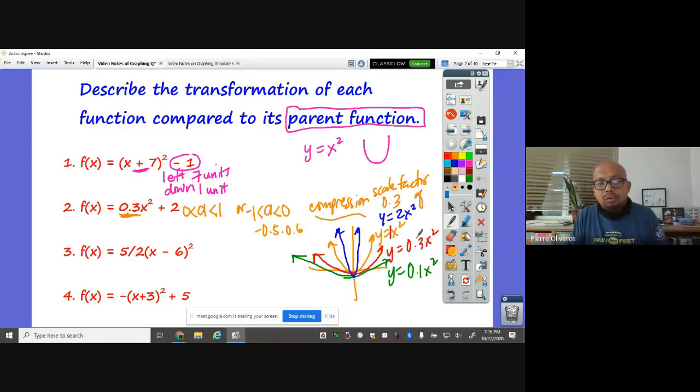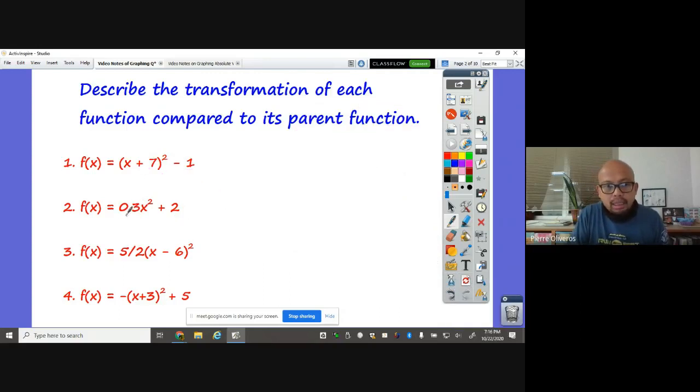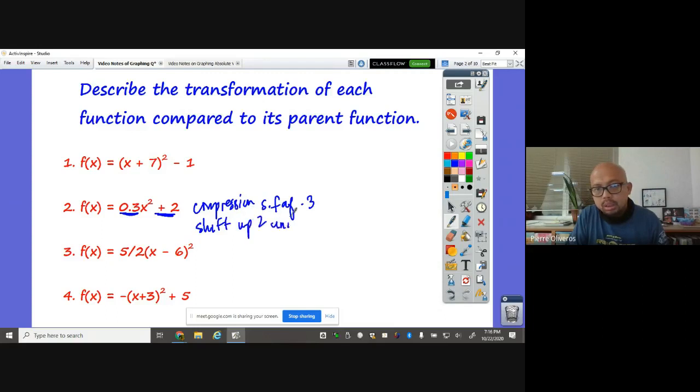So for this case here, let me clear everything here. Again, this is 0.3, so it's a compression with a scale factor of 0.3, and there's a plus 2 there, so it shifts up by 2 units.